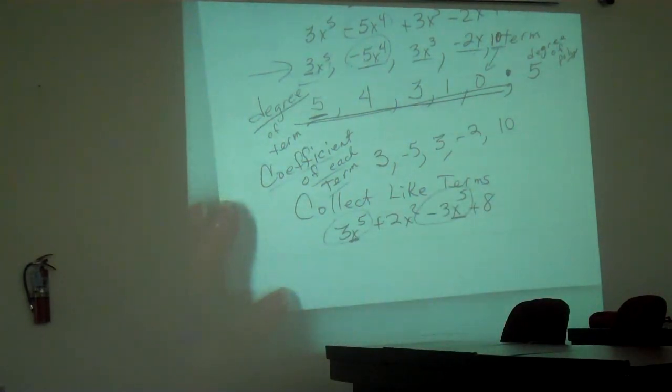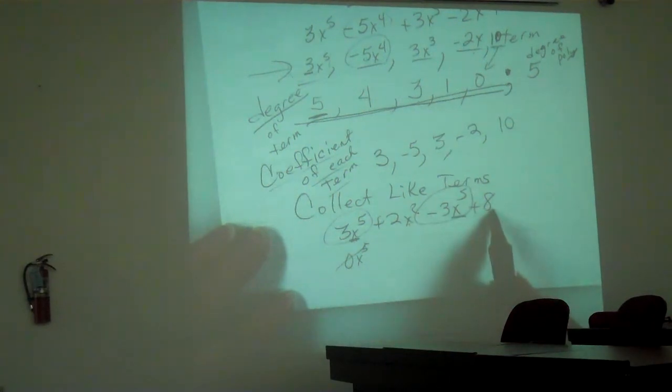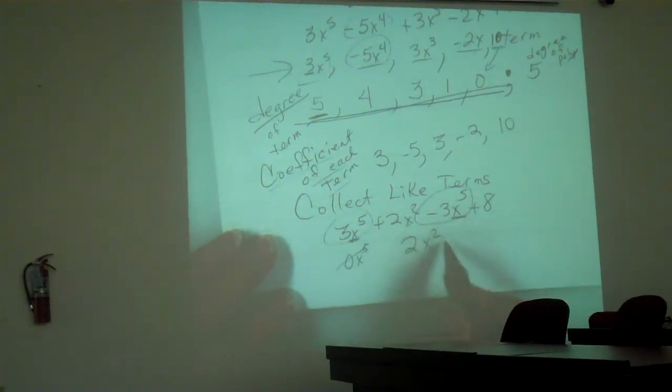3 minus 3 is 0, so you don't even write that term. You don't put 0x to the 5th. If you do, you're going to drop it later, okay? You don't even have to write it. The x squared and this term are not alike. This doesn't have an x. So collecting like terms on this, you're just going to end up with the two that are left.